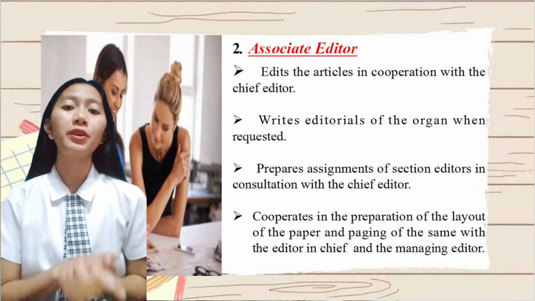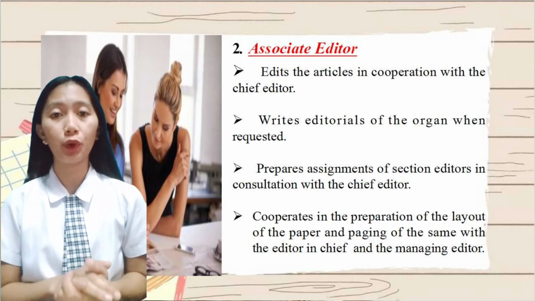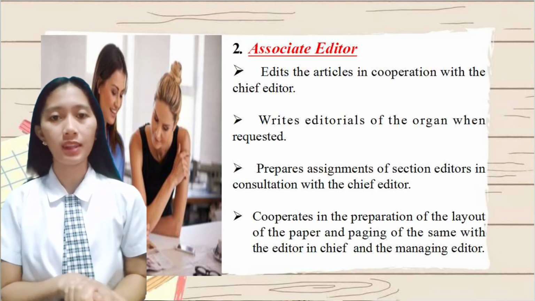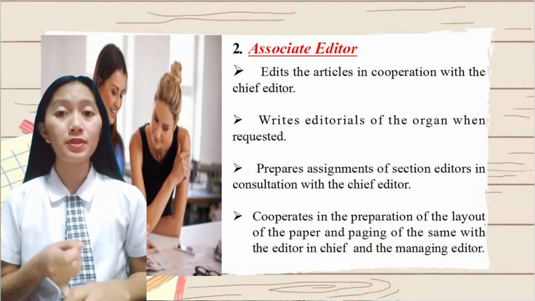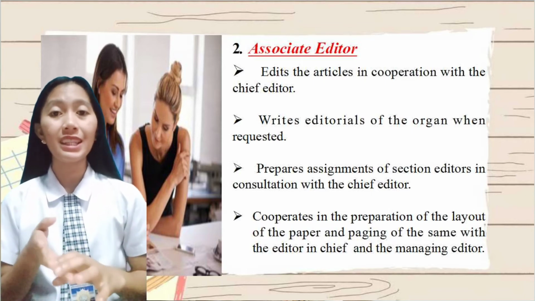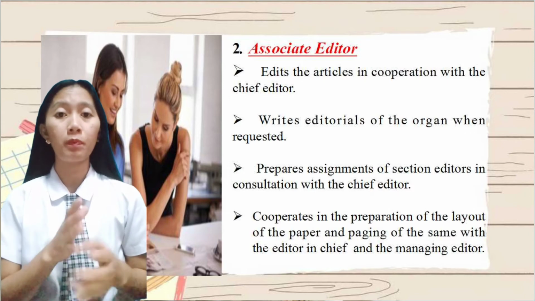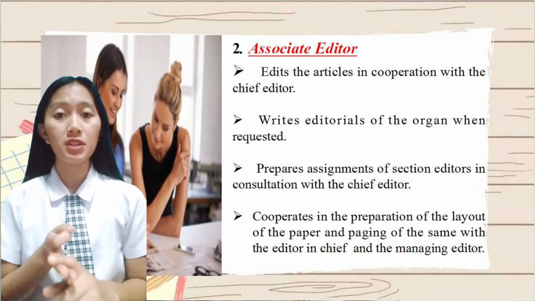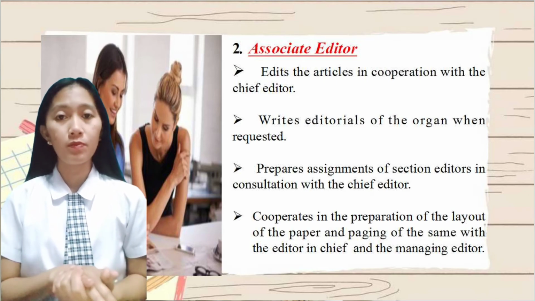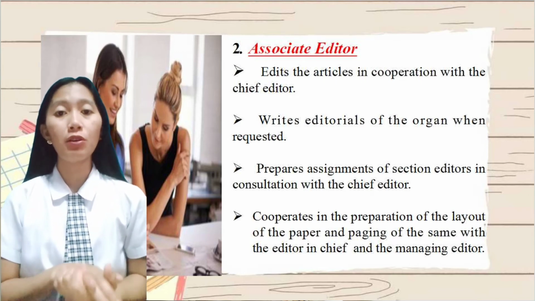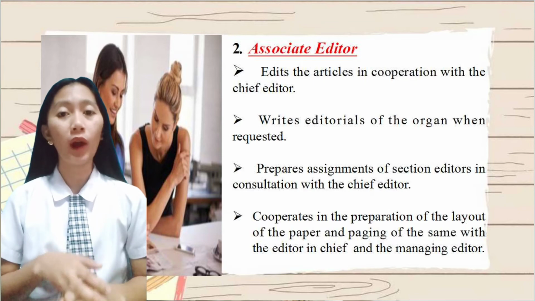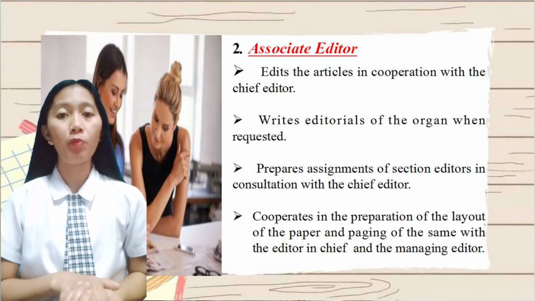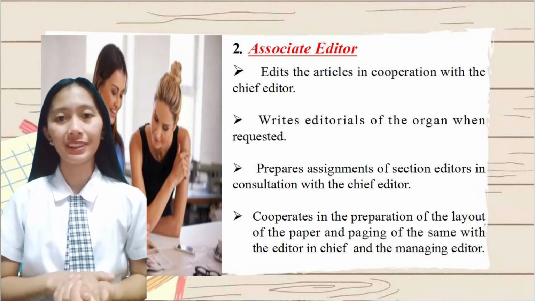The primary role of an associate editor is to ensure that subordinates submit high-quality content. He or she reviews and edits copies, sets deadlines, and supervises the production details of magazines, newspapers, books, catalogs, or academic journals. He or she may also be delegated to write the editorials of the organ and edits articles in cooperation with the chief editor.